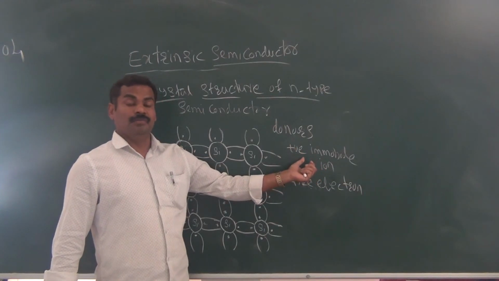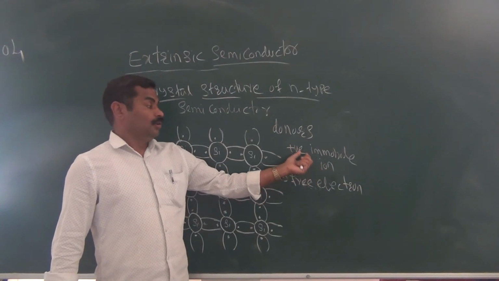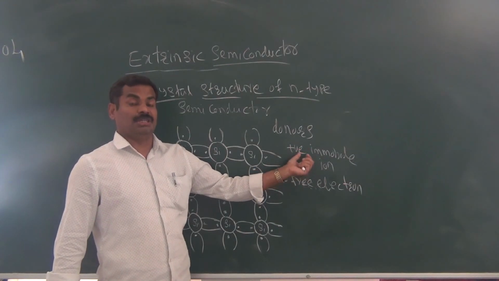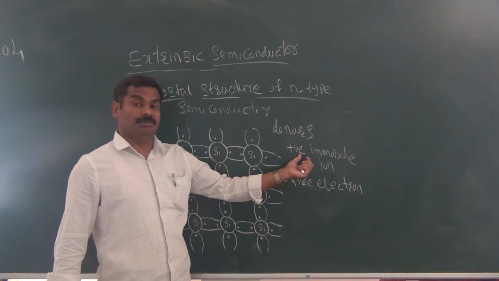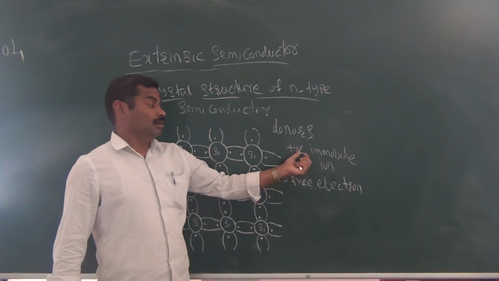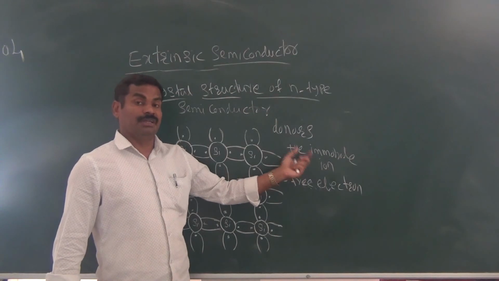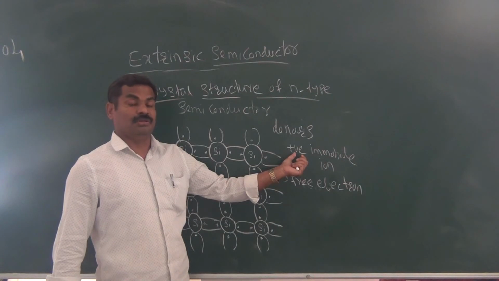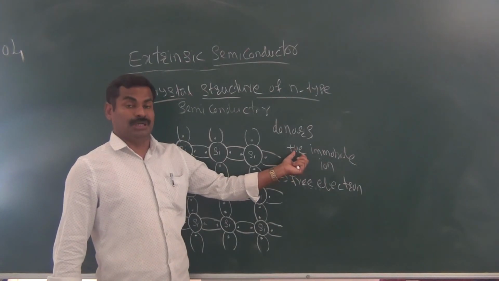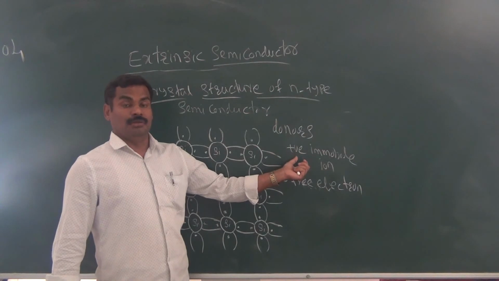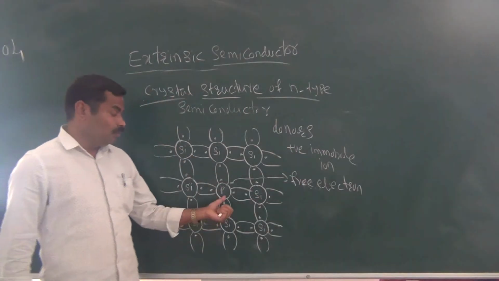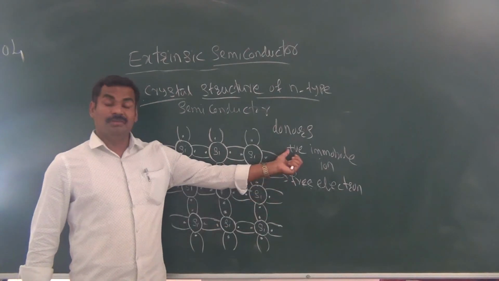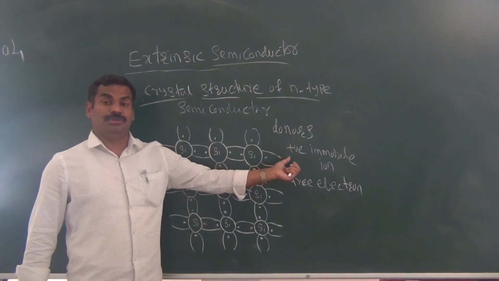Why is it called immobile? Because it does not take part in the conduction of current. There is no current conduction because of the positive ions. It is totally bound to the nucleus. The current is not because of the immobile ions. Whenever you add a pentavalent impurity, the added impurity acts as a positive immobile ion.